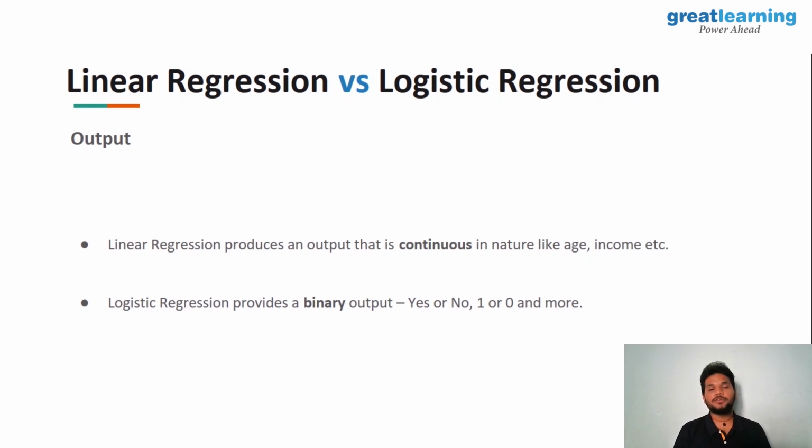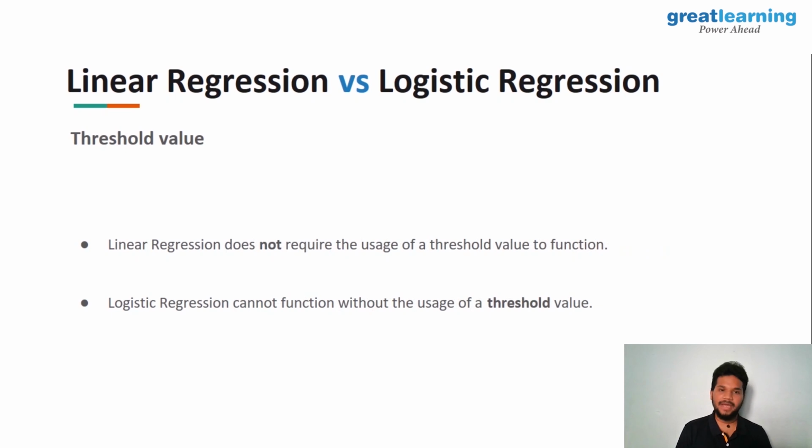The next point that we have to talk about is definitely the output. In the case of linear regression, what usually happens is the output is continuous in nature, right? We've already discussed this. A continuous variable can be something like predicting your age, predicting your income, or something along these lines. In the case of logistic regression, it is binary, yes or no, 1 or 0. So this is a very, very important concept that you have to have as fundamental knowledge when you're comparing between linear and logistic regression.